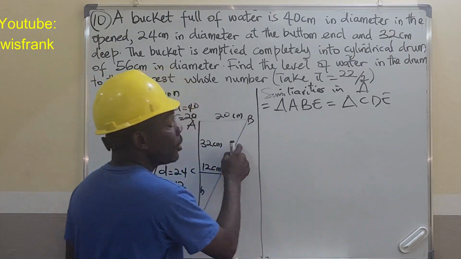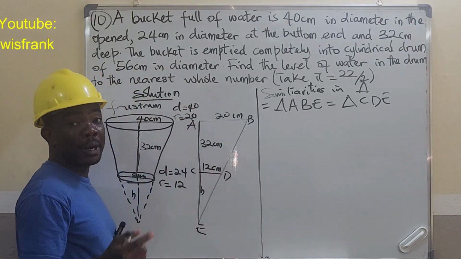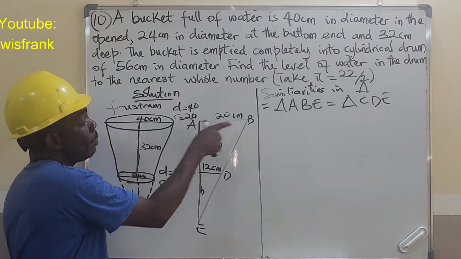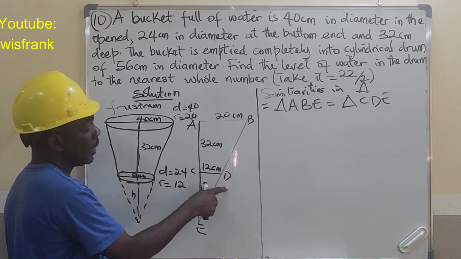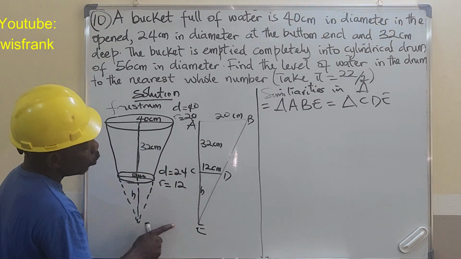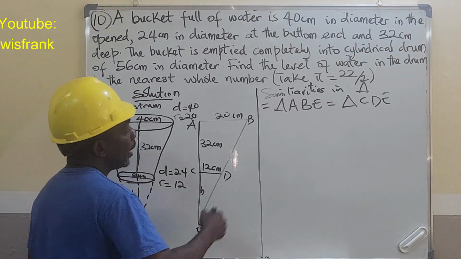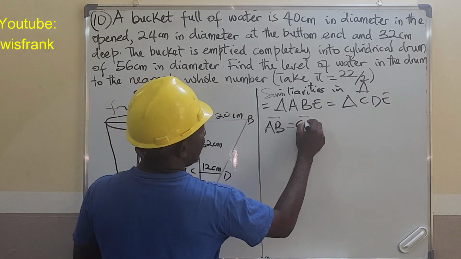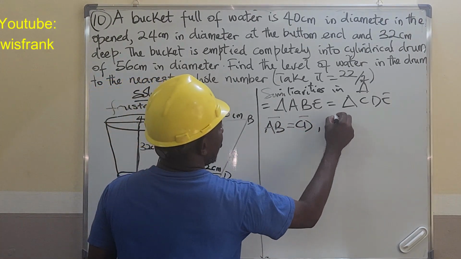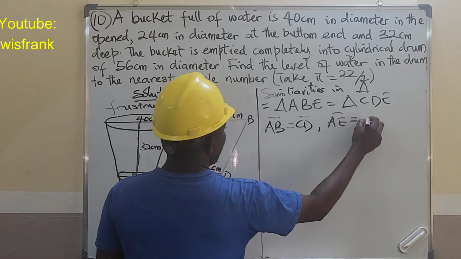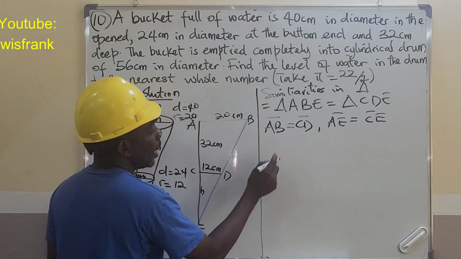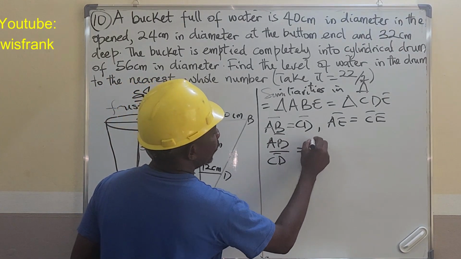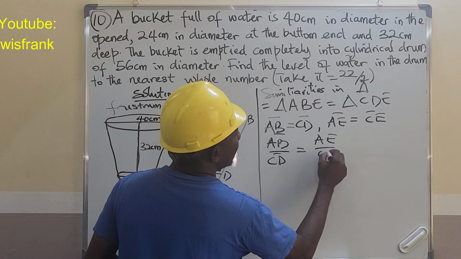So in these triangles, we will find the similarities in the lengths of the sides. We have that AB corresponds to CD, and also AE corresponds to CE. So here, line AB over line CD equals line AE over line CE.